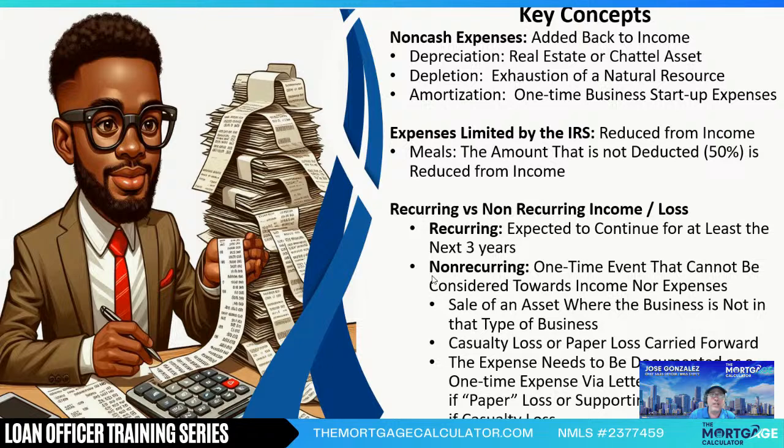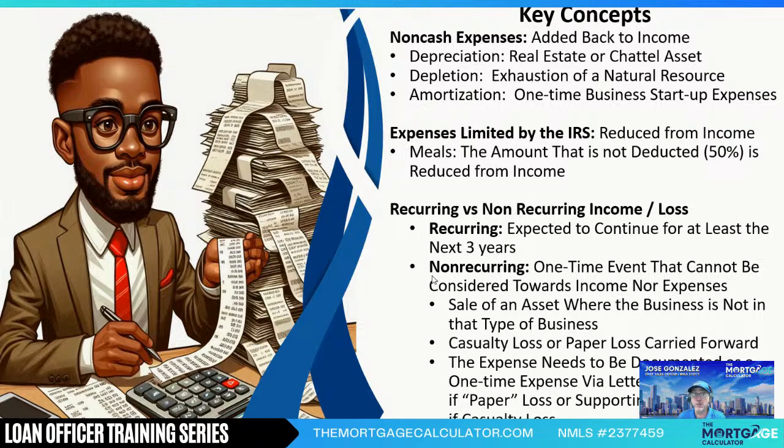And it boils down to a couple of categories here. The first one is non-cash expenses. These are expenses that can be added back to the income. So when you're doing the 1120S section of the self-employed borrower income calculator, these categories are the ones that typically can be added back really easily.